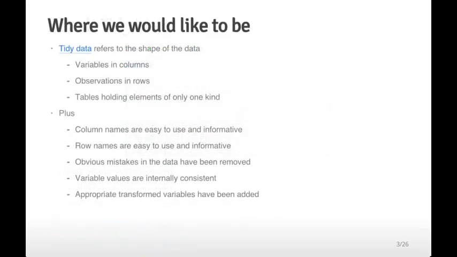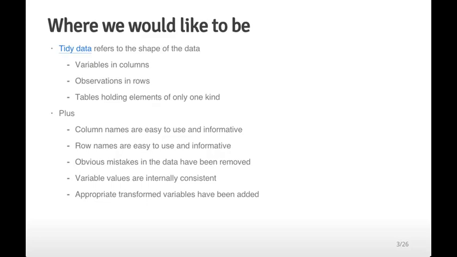So the other components, in addition to the three components of tidy data, are that we might want to have column names that are easy to use and informative, row names that are also easy to use and informative, and that we've removed obvious mistakes in the data, and we have variable values that are internally consistent. So a very common occurrence is if you have a character vector representing the sex of patients in a clinical study, you might have men labeled as both men and males, and we might want to consolidate that so that only male is used as the indicator of male sex.